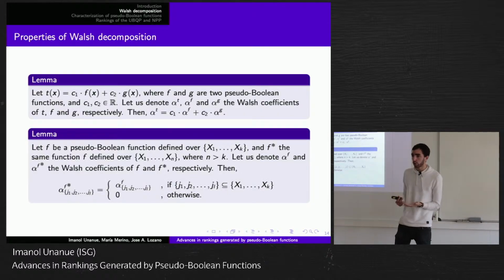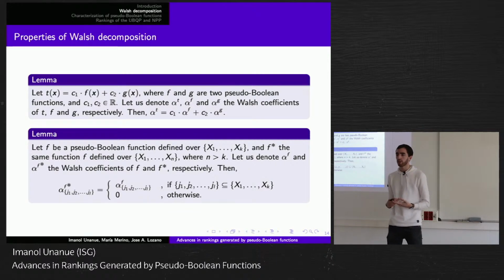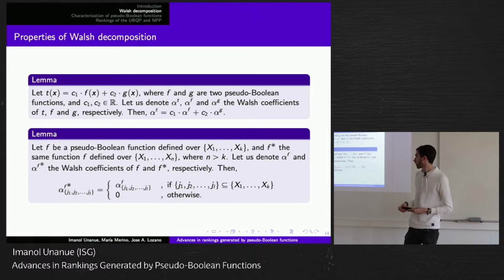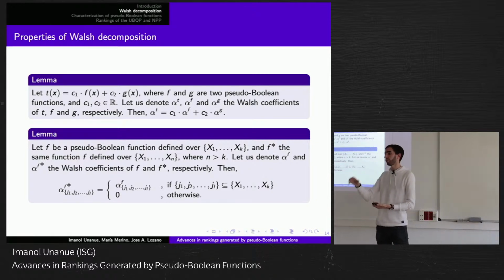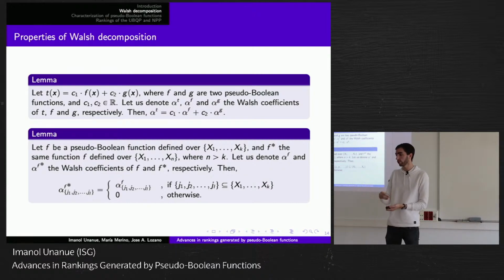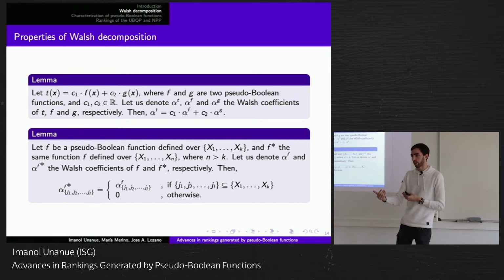There are two very important properties we consider with the Walsh decomposition. The first one is additivity and scalar multiplication, in which we observe that if a function can be described as a scalar multiplication and a sum of different subfunctions, the Walsh coefficients keep the same relation.